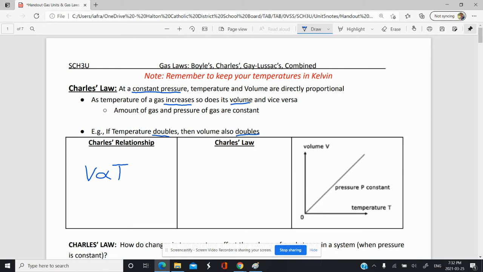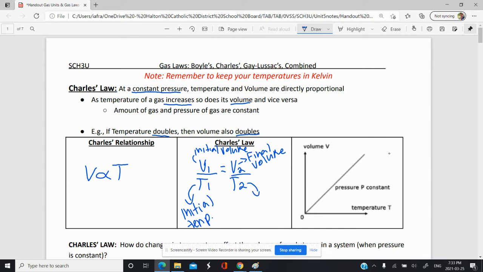So how can we express Charles' law mathematically? Well, we simply put V1 over T1 is equal to V2 over T2. The V1 is the initial volume. The V2 is the final volume. And the T1 is the initial temperature. And the T2 is your final temperature.